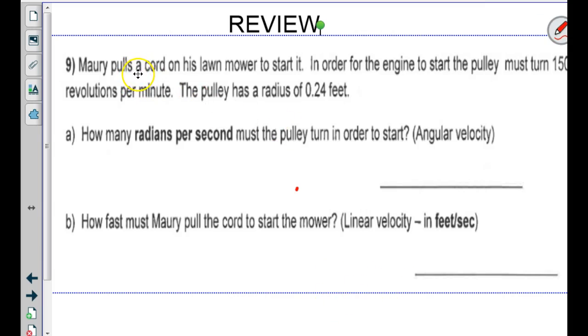It says Maury pulls a cord on his lawnmower to start it. In order for the engine to start, the pulley must turn 150 revolutions per minute. The pulley has a radius of 0.24 feet. How many radians per second must the pulley turn in order to start?